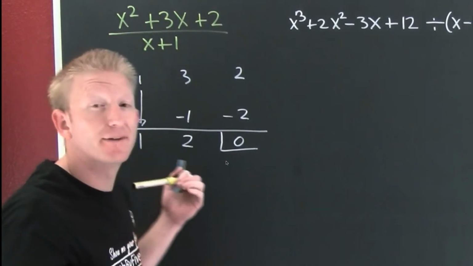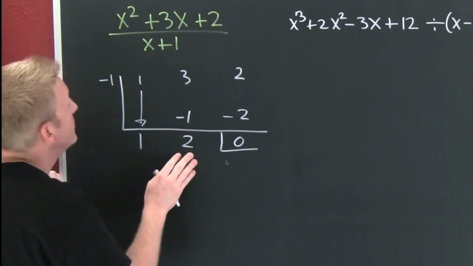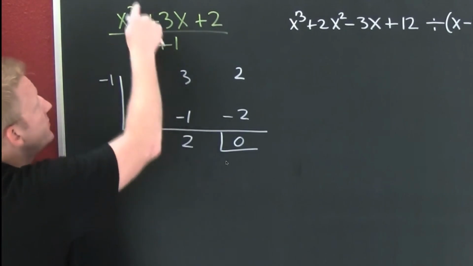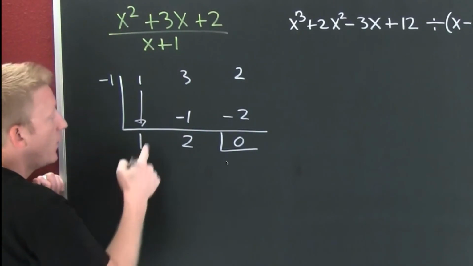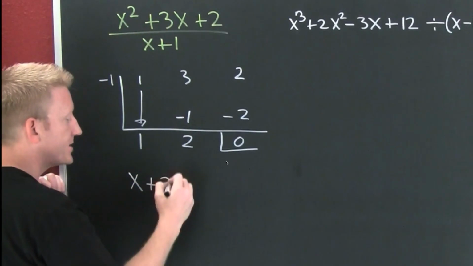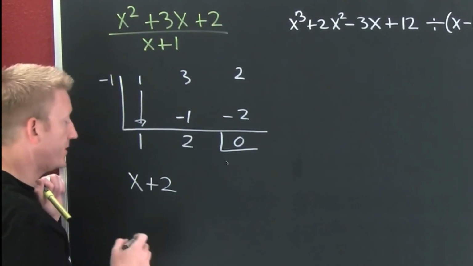You're going to be using something called the factor theorem to determine that. But that's neither here nor there. We're taking 1 degree out of the numerator. It was a degree 2. So now I want to write my answer as 1 degree less than 2, which is 1. x plus 2 is going to be the quotient of those two polynomials.